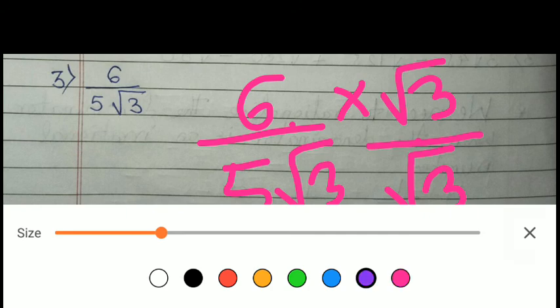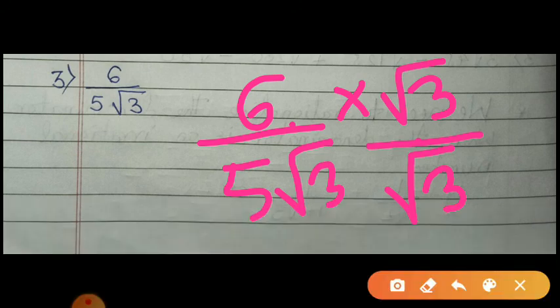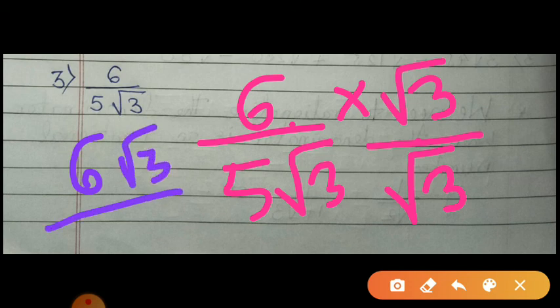So will I get 6 into root 3 as what? I'll be getting it as 6 root 3. 5 root 3 into root 3 is what? Here 5 will be multiplied with the coefficient of root 3. Nothing is there, that means 1 is there. So 5 into 1 is 5, and root 3 into root 3 is what? Is 3. So 5 into 3 will be here.